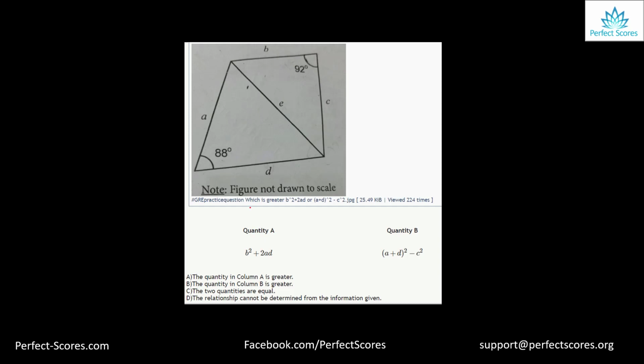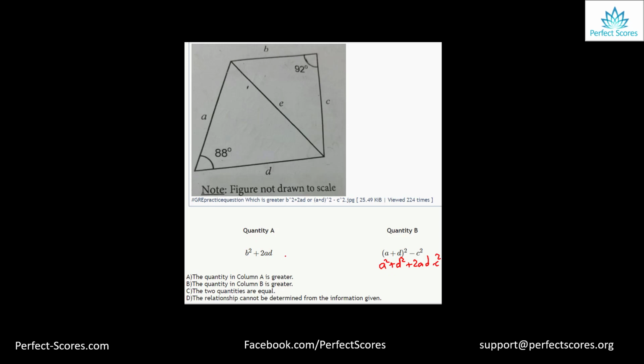Okay, so this is a question where it says, which is greater? Is this greater or this greater? And we've been given this figure, right? So we have b squared plus 2ad, and then we have (a plus d) whole squared minus c squared. So I'm going to open this up. I'm going to say a squared plus d squared plus 2ad minus c squared, right?